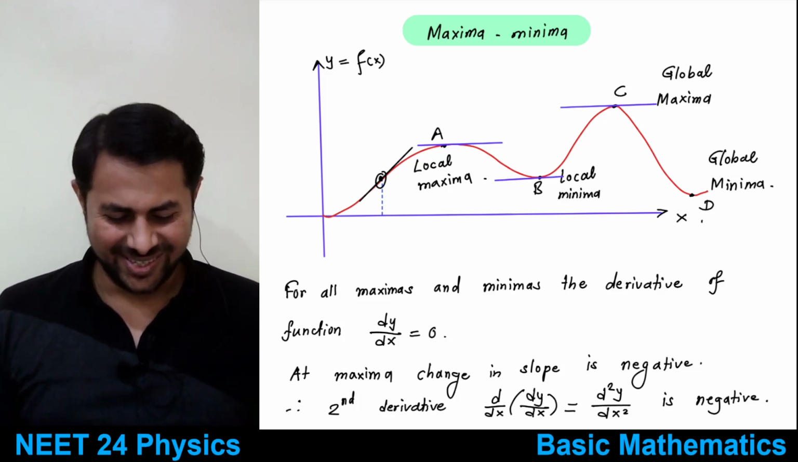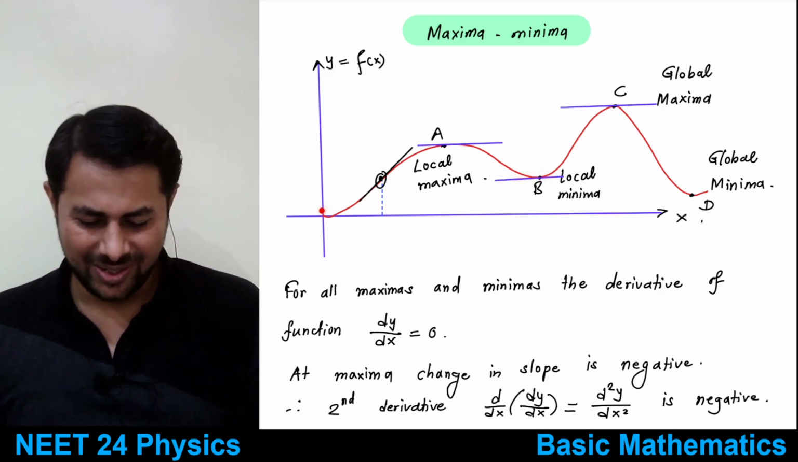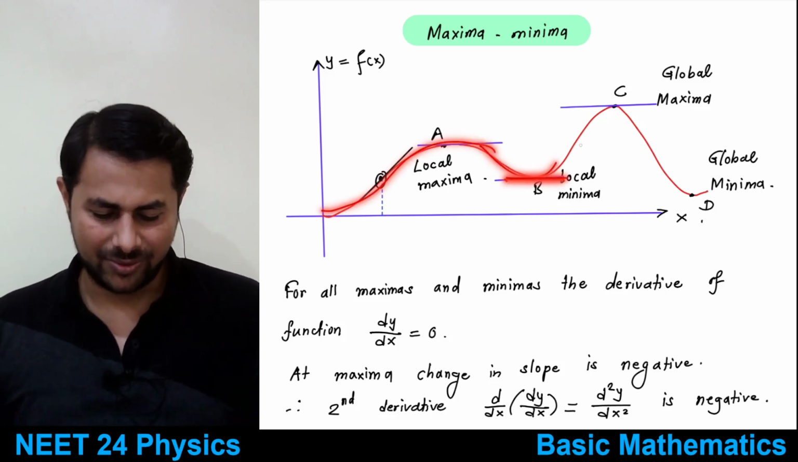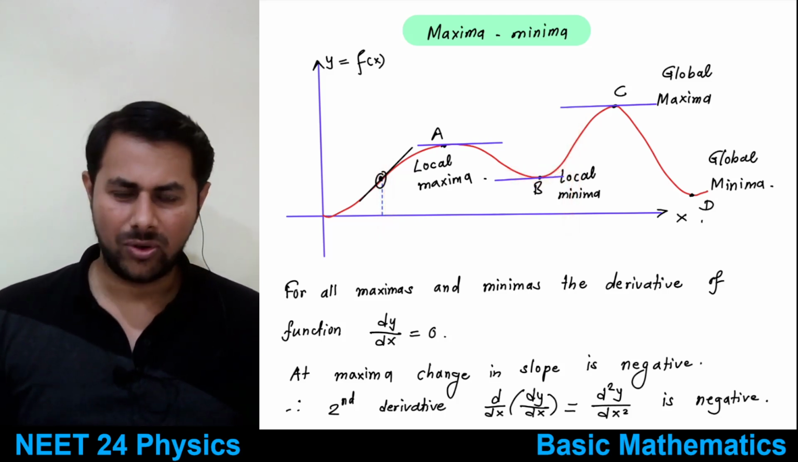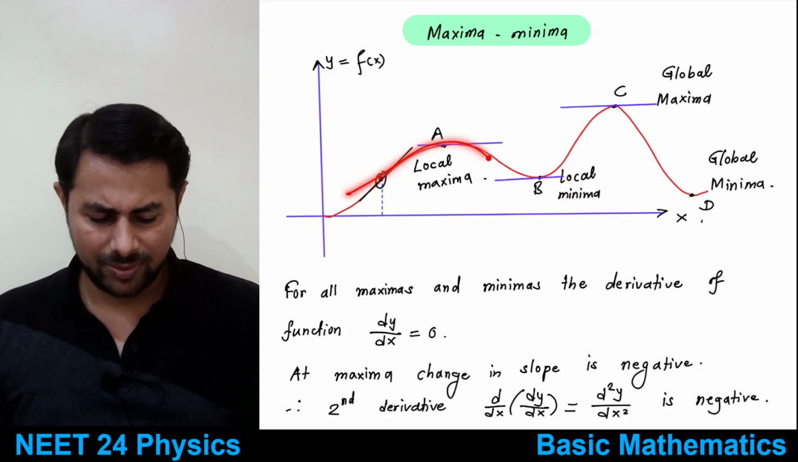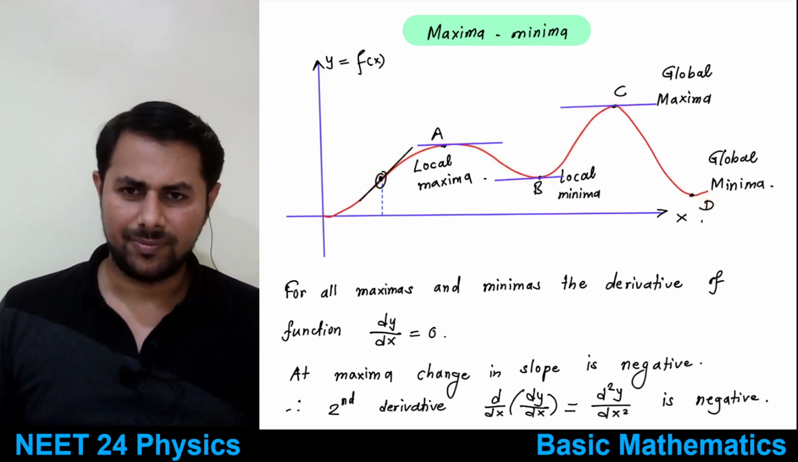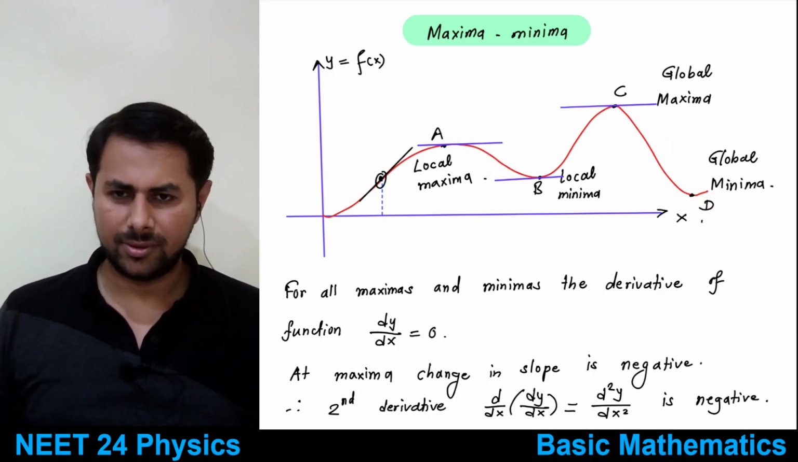Okay, next, same thing. Here it's going up, coming down, and it's hitting a minimum value, right? So if you just see this much range, this will be a local minima or local minimum, and if you see entire range, this one is global minima. Right, everyone?